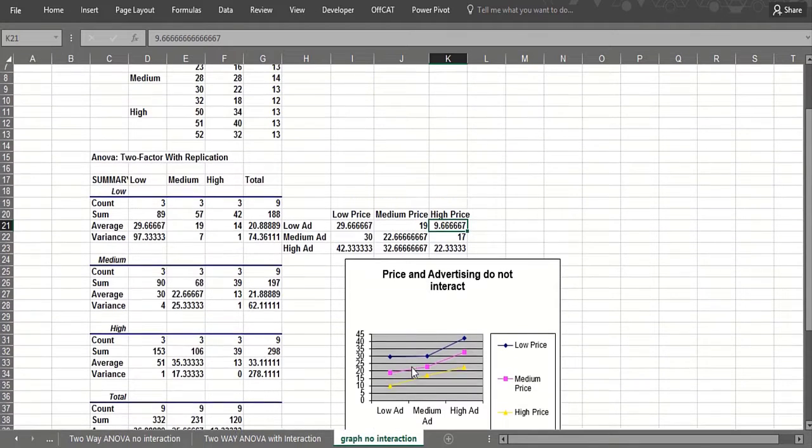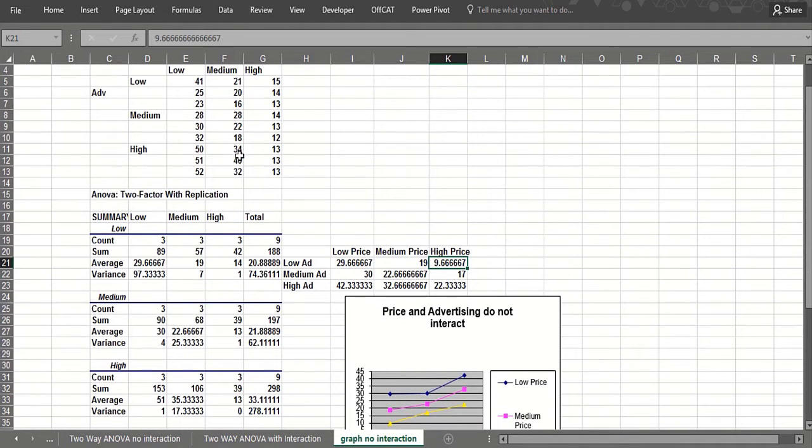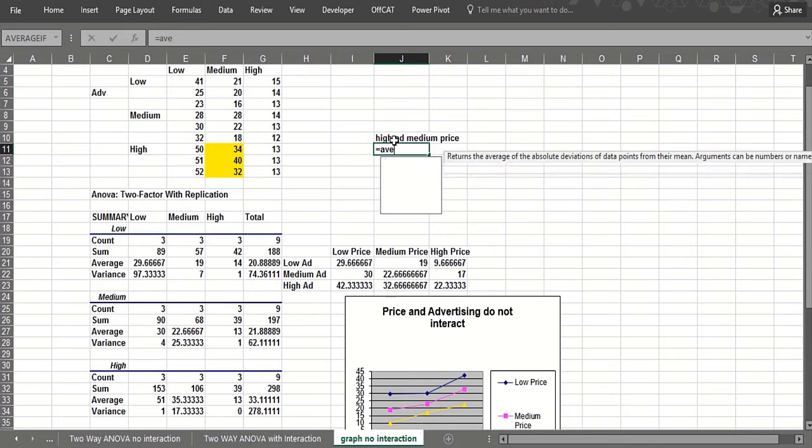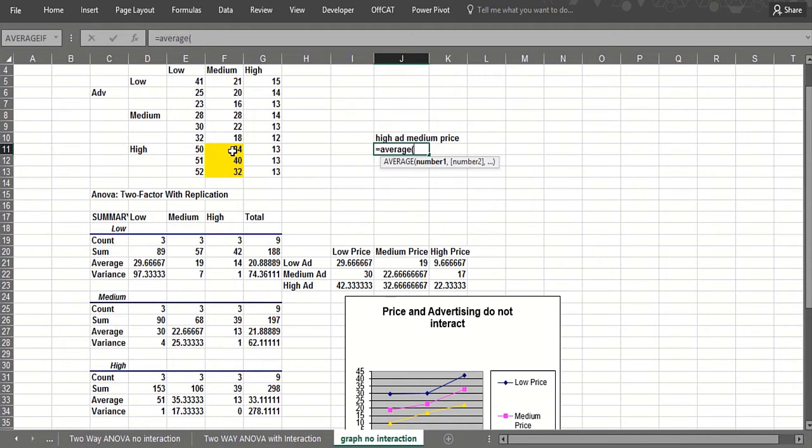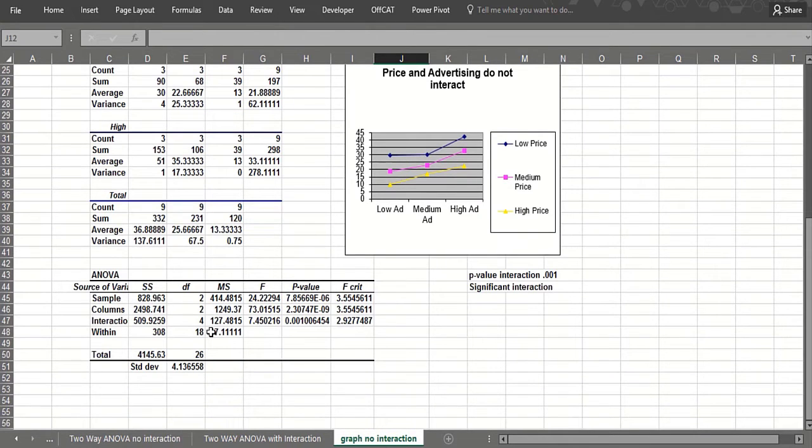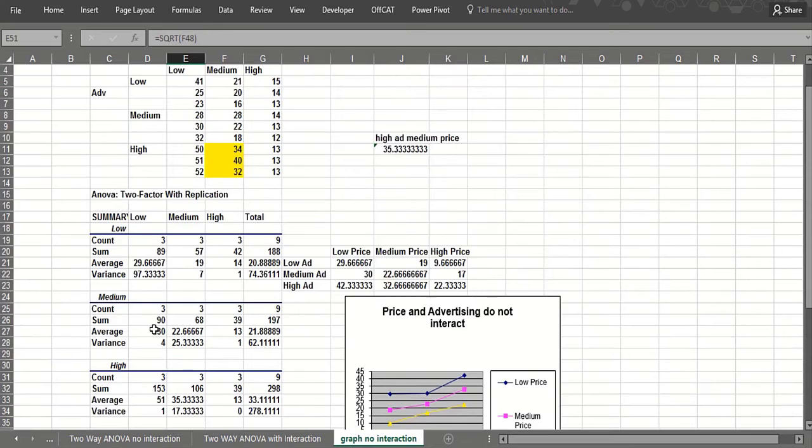So for example, if I wanted to predict, let's say, high advertising, medium price, what would happen? Well, I would just have to average those 3 data points. I couldn't just add the effects of price and advertising because of the interaction. So I would predict what we'd get would be this. And then if we look at the square root of the mean squared error here, that's going to be the square root of F48, and that's going to be 4.14.